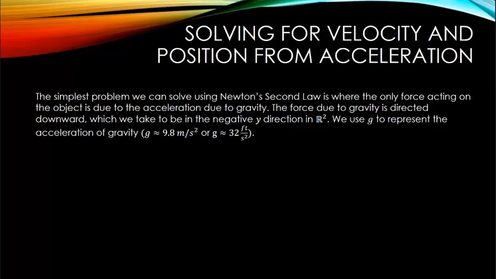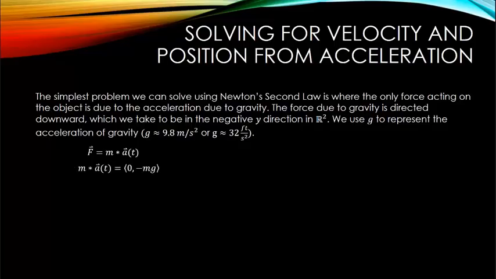The force due to gravity is always directed downwards, so in two dimensions we take this to be in the negative y direction. We use the letter little g to represent the acceleration due to gravity. This is approximately equal to 9.8 meters per second squared, or 32 feet per second squared, depending on the units we're working with. The force vector is equal to the mass of the object times the acceleration vector for the object as a function of the parameter t.